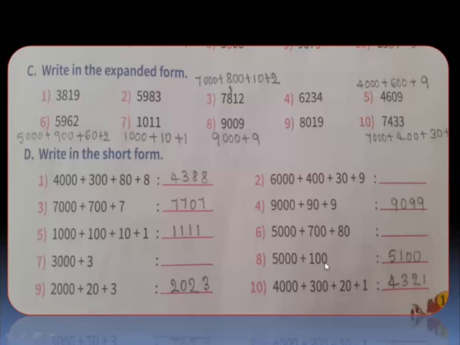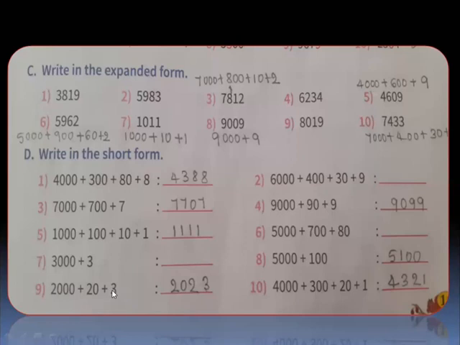5000 plus 100. In the tens place also no number. In the ones place also no number. In those two places you have to put 0. It will become 5100. If you wrote only 51 that is wrong. Okay, in these two places, no number means you have to put 0. Understood now this one? Okay, next, ninth one.